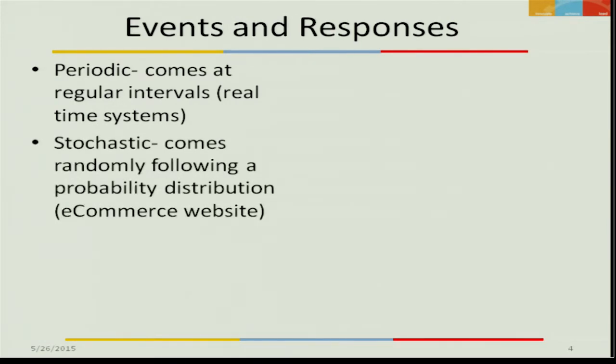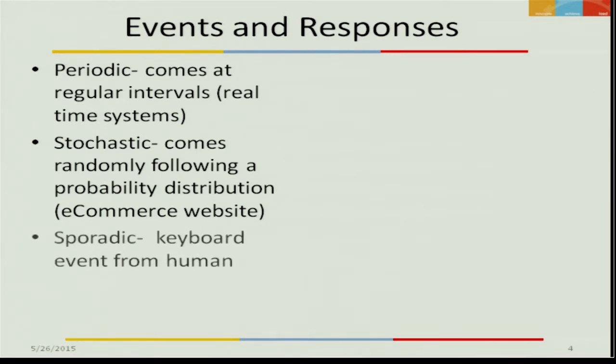Or it could be stochastic. It can come randomly following a probability distribution. For example, in an e-commerce website, the requests come randomly, but with a particular probability distribution, for example Poisson. Sporadic is when you really do not know when it's going to come, and it can be modeled either stochastically or periodically. For example, a keyboard event from a human.